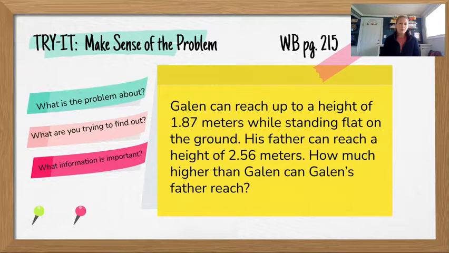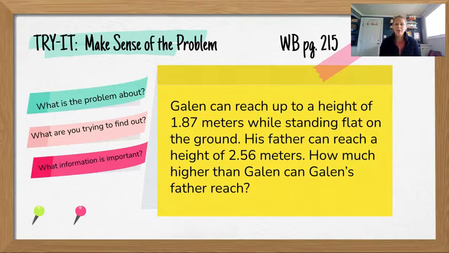Okay, for our try it problem, I want you to turn to your workbook in volume 1 on page 215. Take a second, page 215. Before we ever try to solve a try it problem, we do need to make sense of it. So I'm going to read it 3 times today to make sure that we understand. Please make sure that you fill out the questions I have put on the slide. Those are our 3 make sense of the problem questions that we need to be able to answer after we read our problem 3 times. Follow along with me so you are ready to answer them.